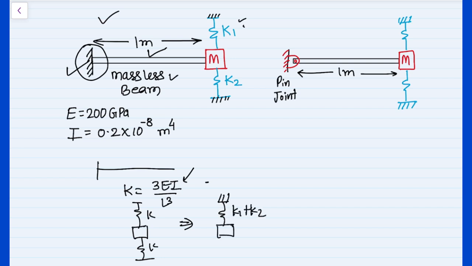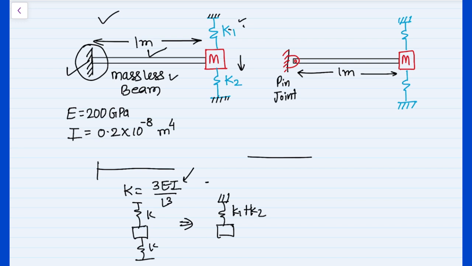But as we have another beam, if you try to understand the problem, when the mass tries to go in the downward direction, K1 is going to oppose, at the same time K2 is going to oppose, and at the same time the beam is also going to oppose. That means this is a case where all the three springs are connected in parallel.